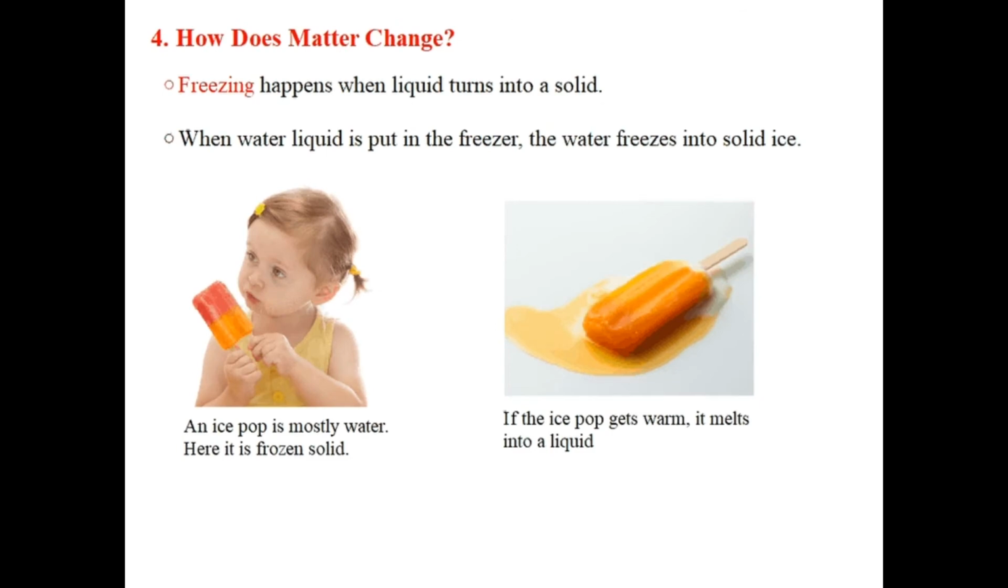Now, how does matter change? First of all, freezing happens when liquid turns into a solid. So when liquid water is put in the freezer, the water freezes into solid ice. In the picture of the girl, an ice pop is mostly water. Here, it is frozen solid. But if the ice pop gets warm, it will melt into a liquid.